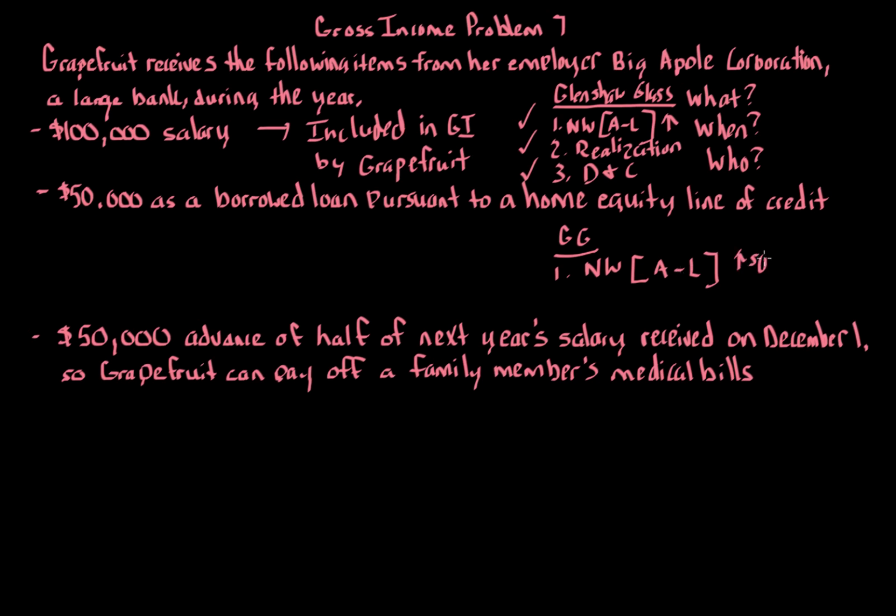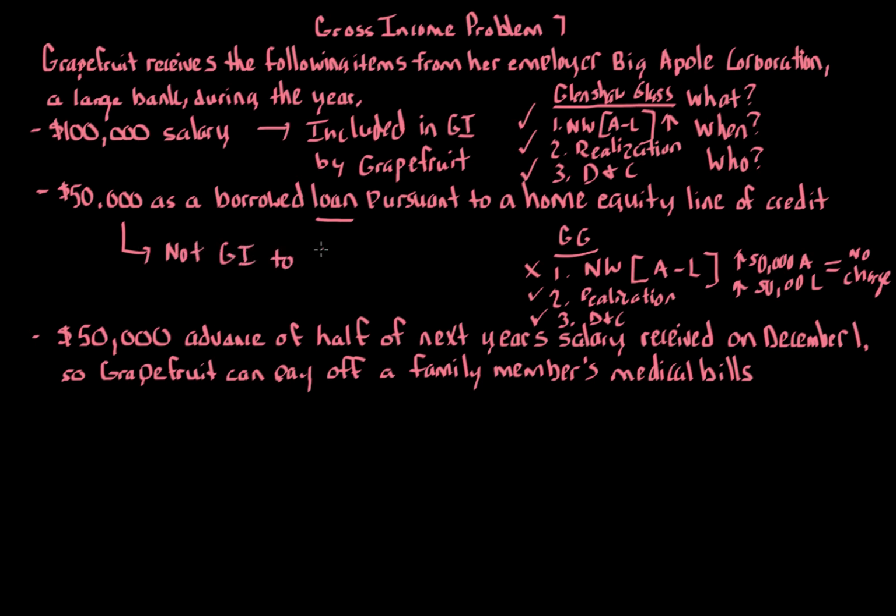So assets go up by $50,000. Liabilities go up by $50,000. If you're looking at our formula, an increase of $50,000 in assets minus an increase of $50,000 in liabilities equals 0. So actually there's no net change. So if there's no change, that means that net worth has not gone up. So therefore, net worth is not met, and therefore, we do not have gross income when we have a loan. So this is the principle of why loans are not considered gross income. Now, do we have realization, severance, and dominion and control? Generally speaking, we do because of the events taking place. But again, net worth is the issue. So this is not gross income to Grapefruit for the year.